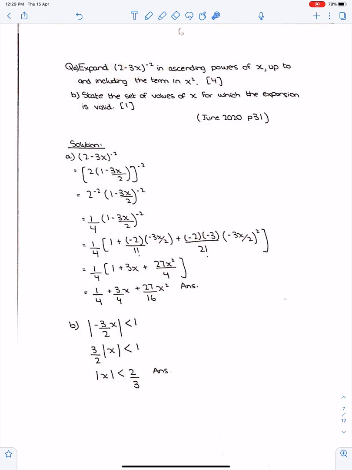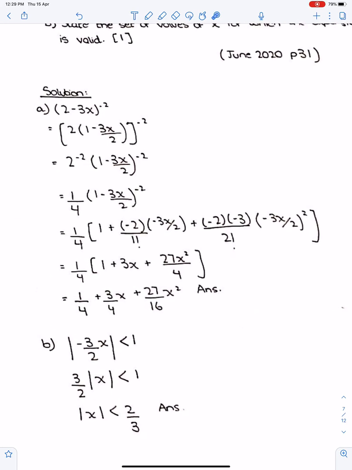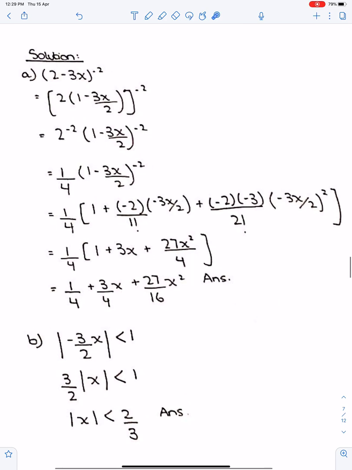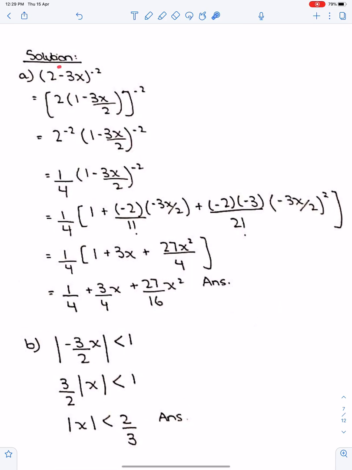So when you take 2 common from this expansion, let me zoom in. This expansion will become 1 minus 3x upon 2. You have to divide the 3x by 2. Make sure you use a square bracket, and this power should be here. Then distribute the power to both terms, to this 2 and to this expansion. So this will become 2 power minus 2, and the expansion has power minus 2.